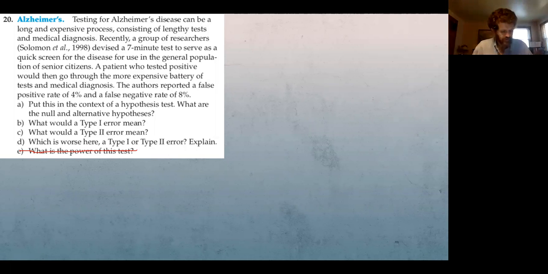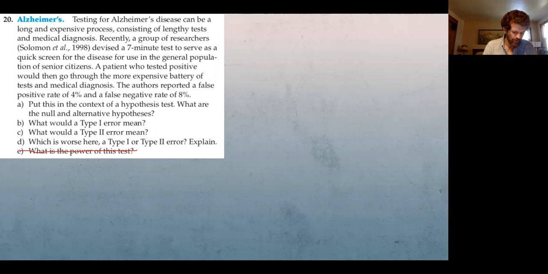So we're testing for Alzheimer's disease, and testing there can be a long and expensive process consisting of a lengthy test and medical diagnosis. Recently, a group of researchers devised a 7-minute test to serve as a quick screen for the disease for use in the general population of senior citizens. A patient who tested positive would then go through the more expensive battery of tests and medical diagnosis. The authors reported a false positive rate of 4% and a false negative rate of 8%.